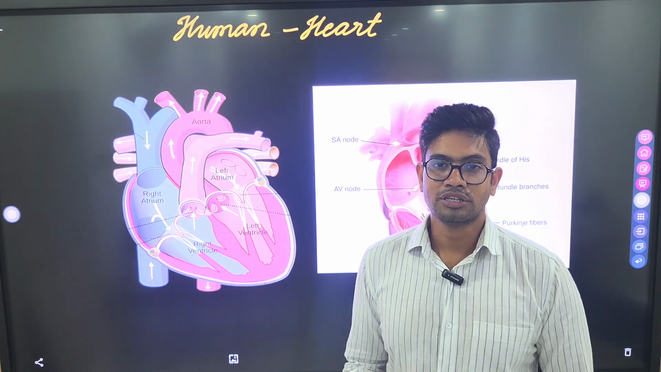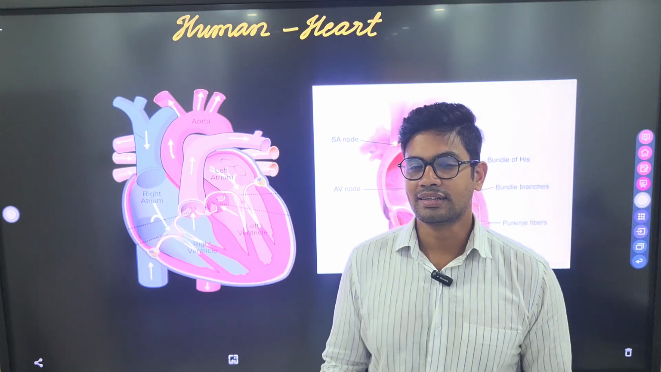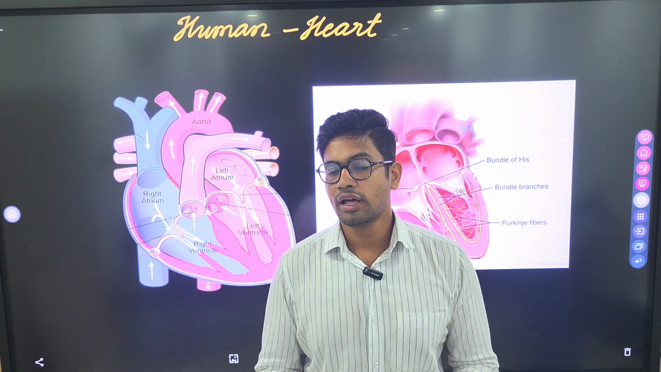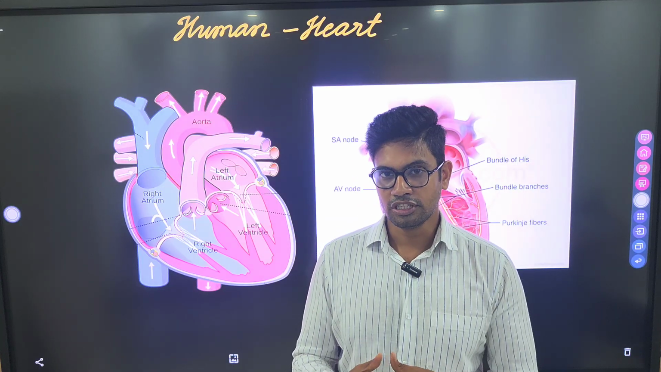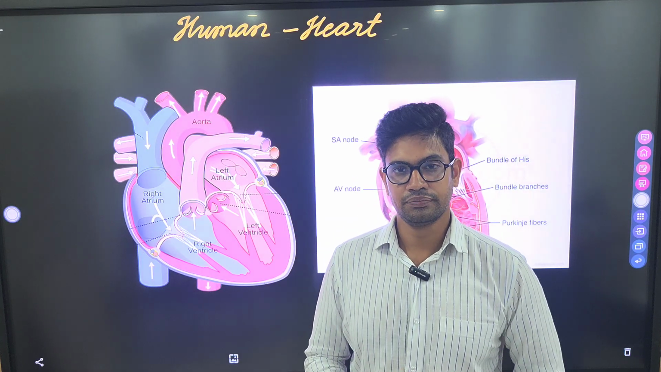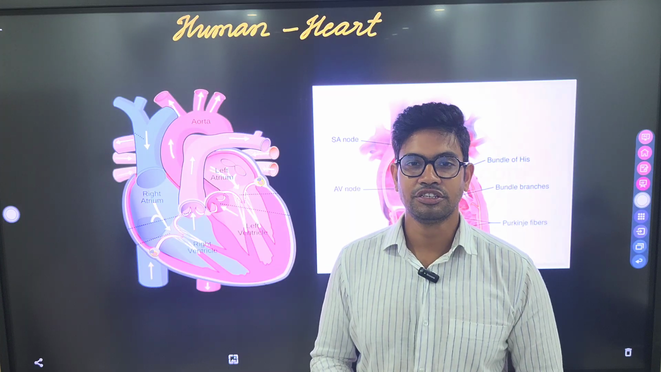Now let's talk about its location. Well, the heart is located in the thoracic cavity. Now, what is the thoracic cavity? Thoracic cavity is the cavity or the space between both the lungs. The heart is located between both the lungs in the thoracic cavity.